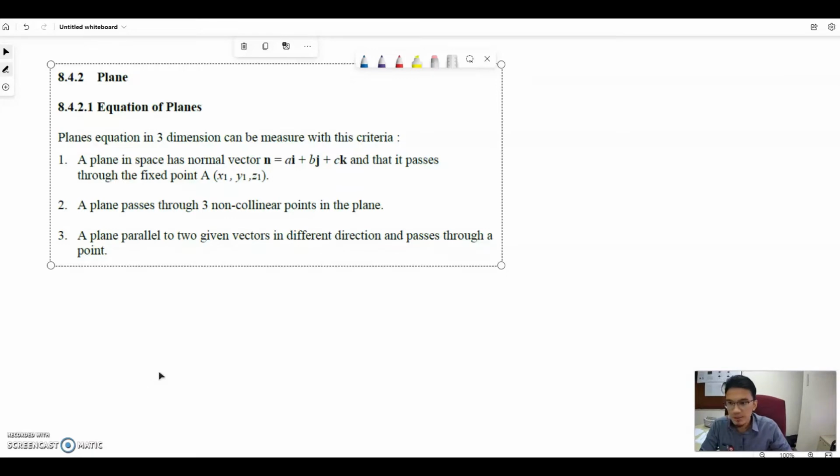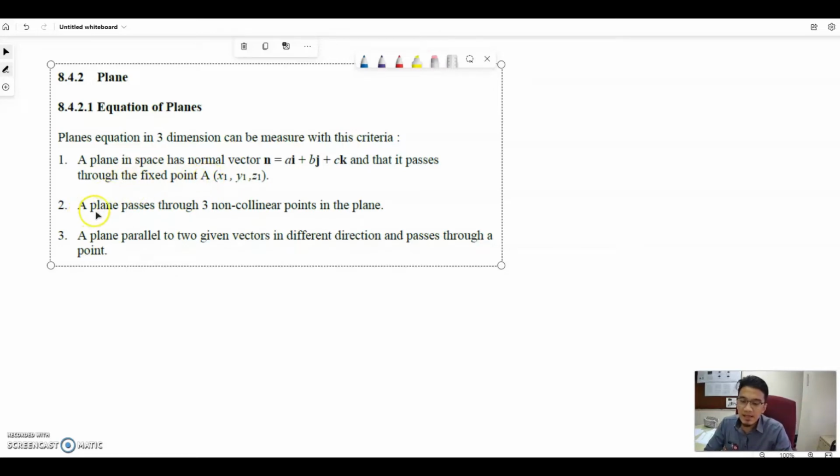Okay, so this video is to cover point 8.4.2 about plane. 8.4.2.1 about equation of planes. There are three criteria for us to find the equation of a plane. The first criteria: a plane in space has normal vector n equal to ai plus bj plus ck, and that it passes through a fixed point A.